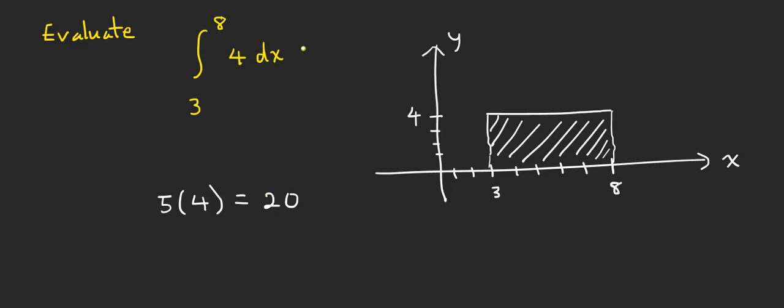So earlier we saw that it's going to be c, which is 4, times b minus a, which is 5. So when the function is constant, you don't need to draw any figure. All you got to do is, you know that it's going to be c times the quantity b minus a.